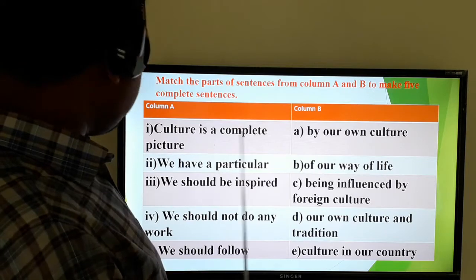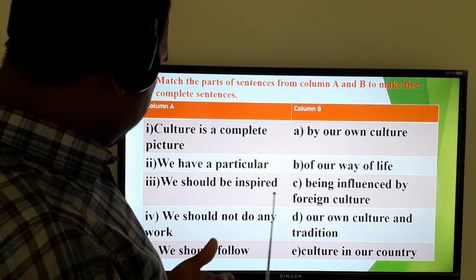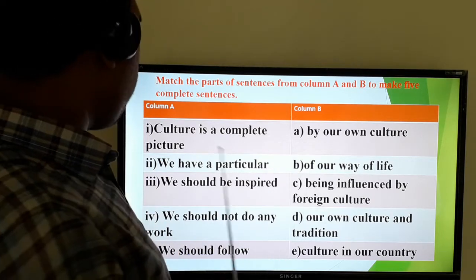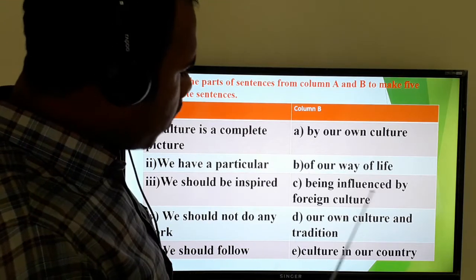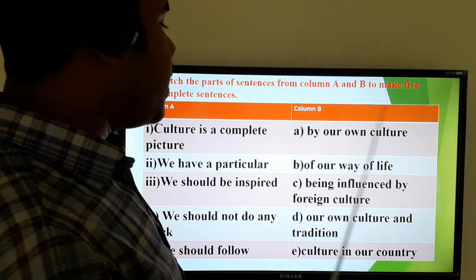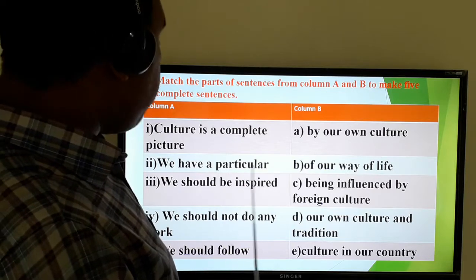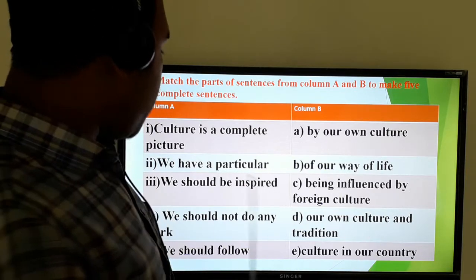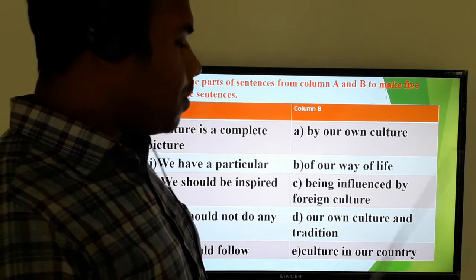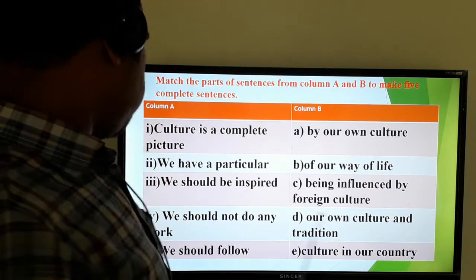So first of all, culture is a complete picture of what? You see in the left hand, we have a particular, we should be inspired, we should not do any work, we should follow. So you think culture is a complete picture of our way of life. What is culture? We know that it is our way of life, that is 1 goes to B. We have a particular, what do you think? We have a particular culture in our country. Actually, every country has a particular culture. As a Bangladeshi, as a Bengali, we also have a particular culture.